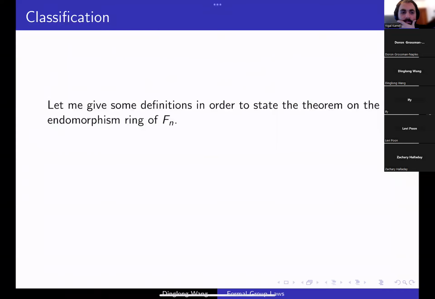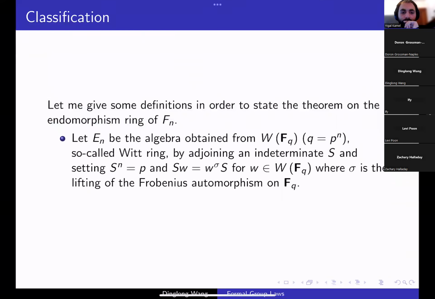Okay, so let me again give some definitions in order to state the theorem on the endomorphism ring of Fn. Let En be the algebra obtained from the Witt ring by adjoining an indeterminate S and setting S^n equal to p and SW equal to W^σ S for W in the Witt ring, where σ is the lifting of the Frobenius automorphism on FQ. I will not talk about what that means.